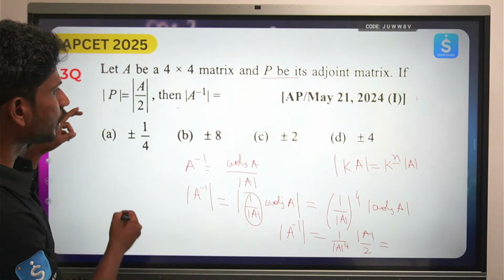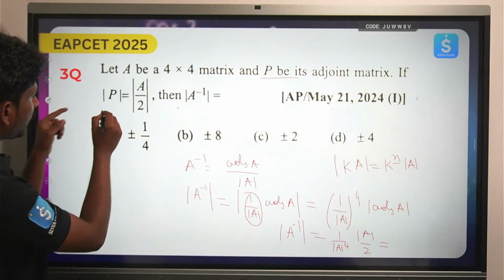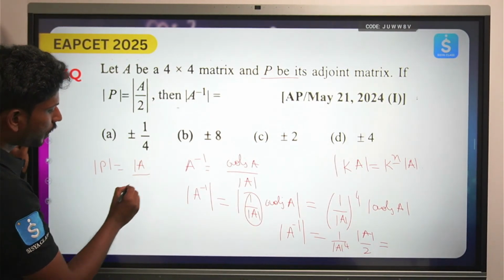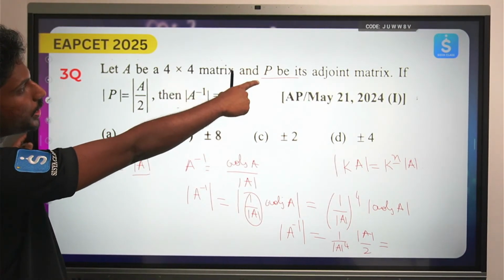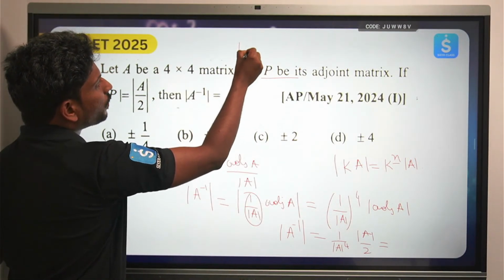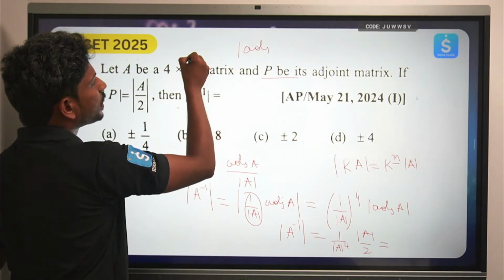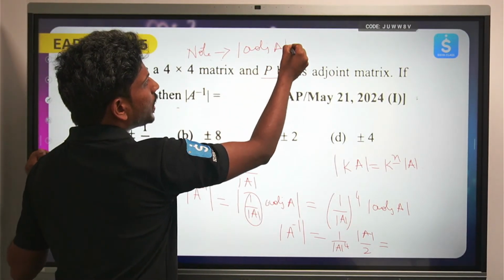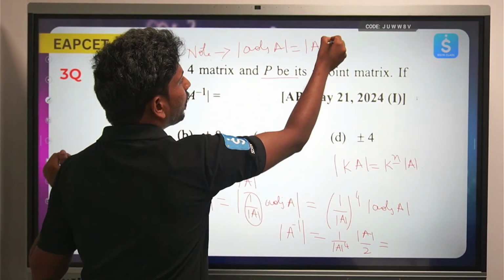Here, one more thing I just want to clarify. Mod P is equals to mod A by 2, right? Now what did he say P is? Adjoint of A. Just take this as a note point, det of adjoint of A, and in fact I can derive this one. Det of adjoint A is nothing but det A to the power n minus 1.